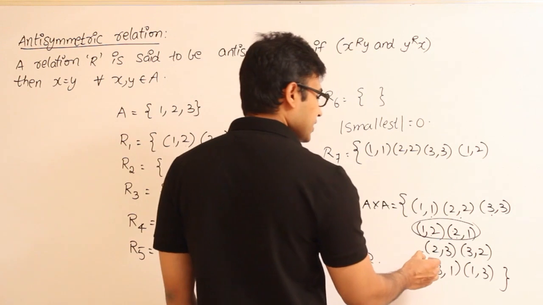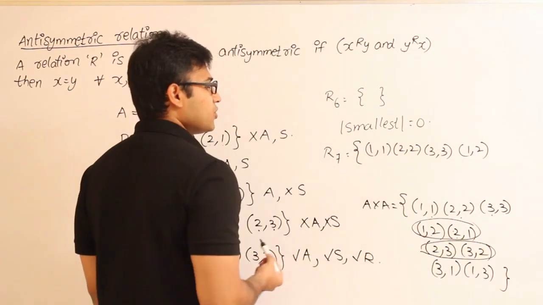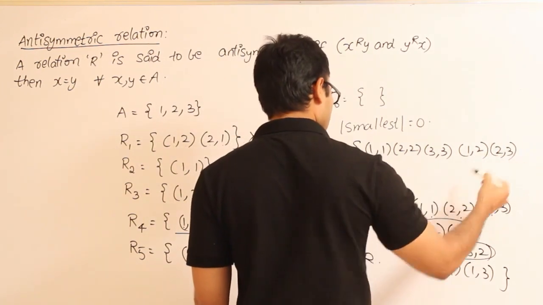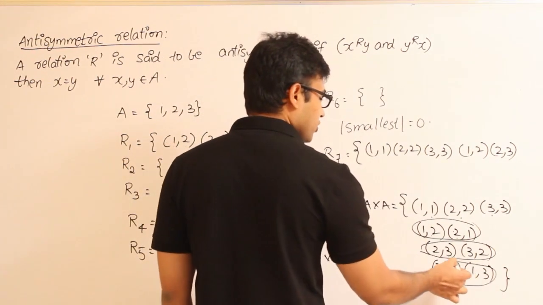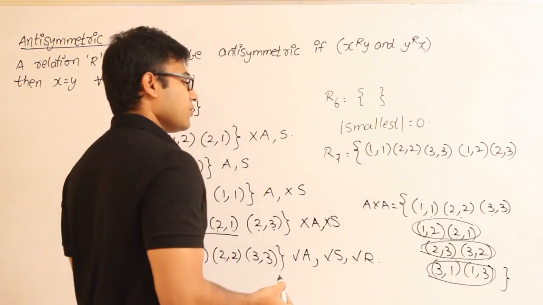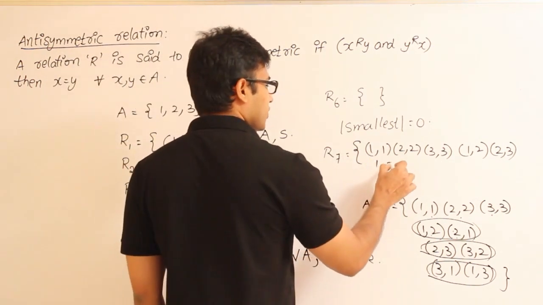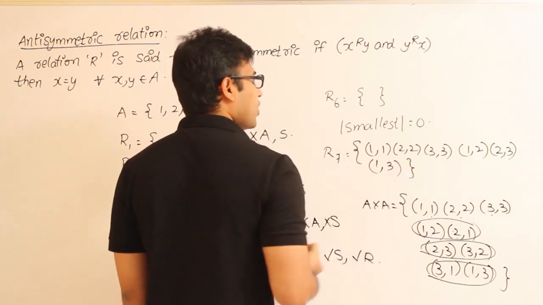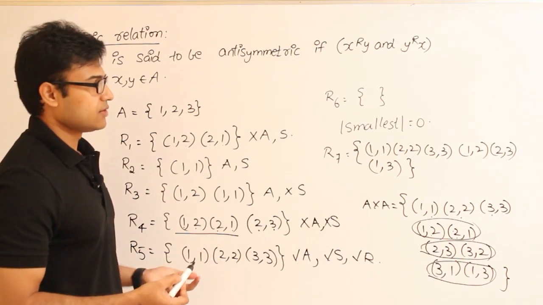Similarly, from this pair you are supposed to take only one. Now which one do you want to take? 2 comma 3 or 3 comma 2? You can take anything. If you include 2 comma 3, don't include 3 comma 2. Now from this one, what do you want to choose? 3 comma 1 or 1 comma 3, you can include any one of them. So let me include 1 comma 3. Then you are not supposed to include 3 comma 1. Got it? So what is the largest? This is the largest relation which is antisymmetric.